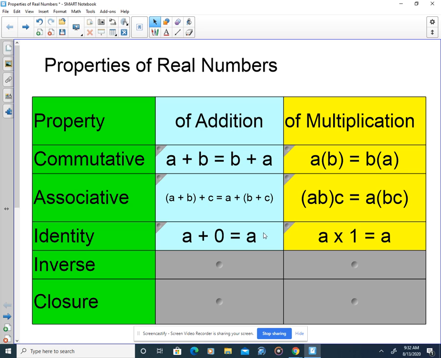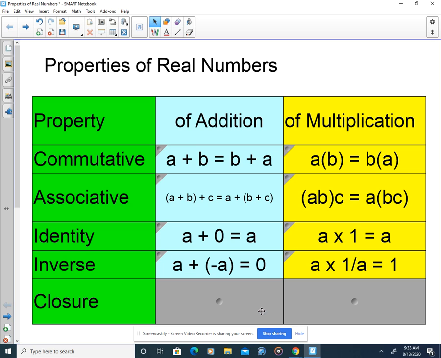That's the identity. The inverse is kind of the opposite of the identity. The inverse for addition says A plus negative A is equal to 0. And the inverse for multiplication would be A times its reciprocal is equal to 1. Or 1 over A. 1 over A is the reciprocal of A. These are inverses of each other. A and 1 over A are inverses. A and negative A are inverses. Also, you can refer to it as the opposite. Just like over here, we can refer to this as the reciprocal.